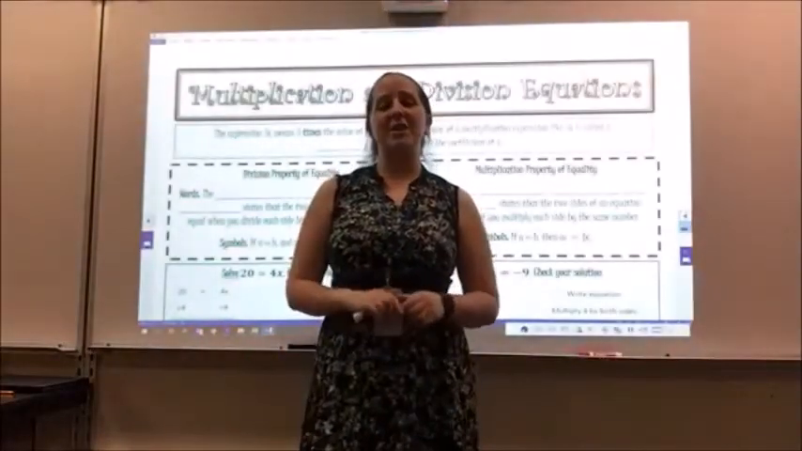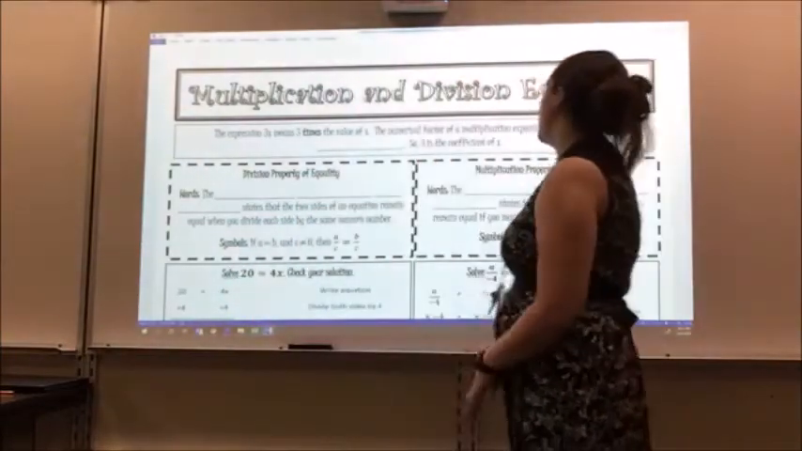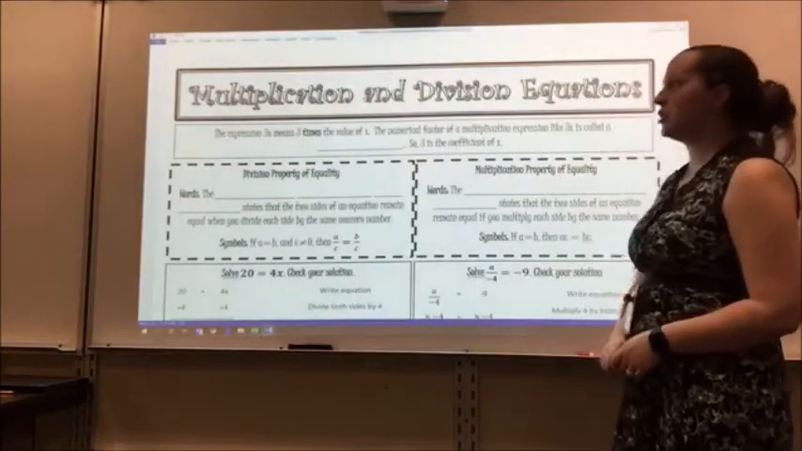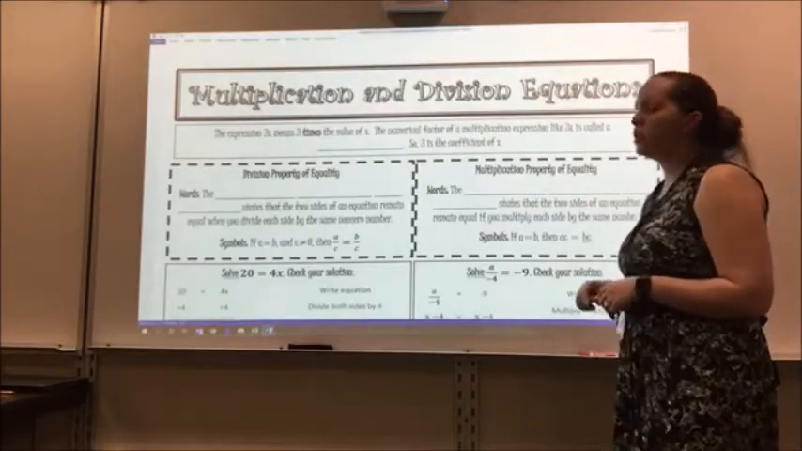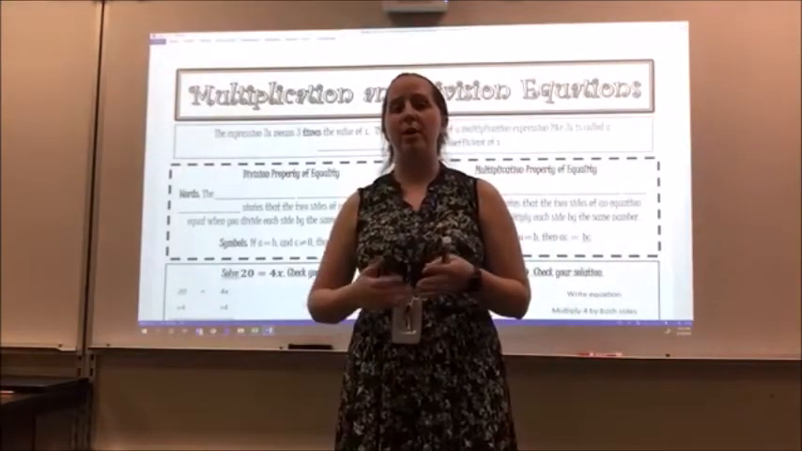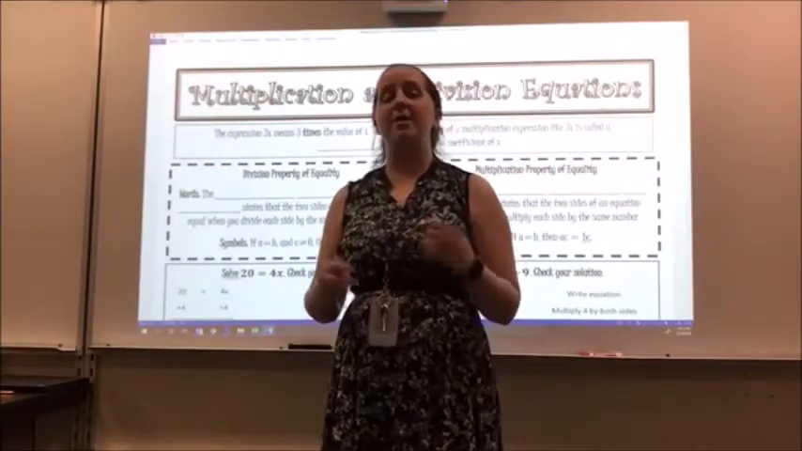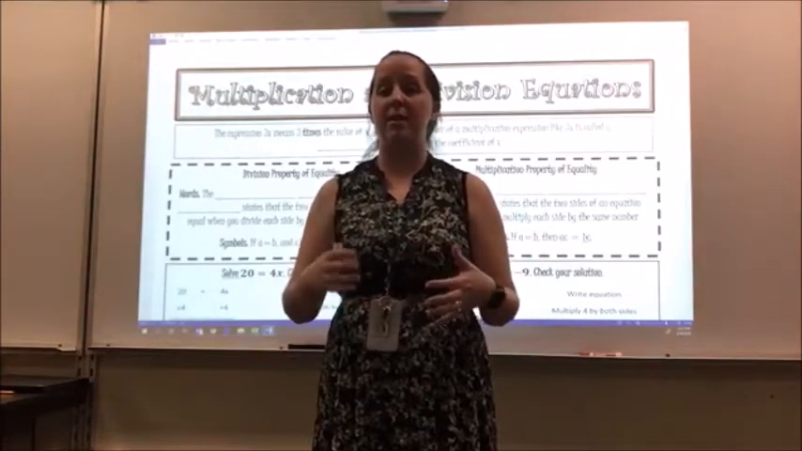All right, this is Chapter 6, Lesson 2, Multiplication and Division Equations. So, the expression 3x means 3 times the value of x. We've talked about invisible math a little bit throughout the school year. Basically the idea behind this is the 3 and the x right next to each other don't mean that you just put that number down.